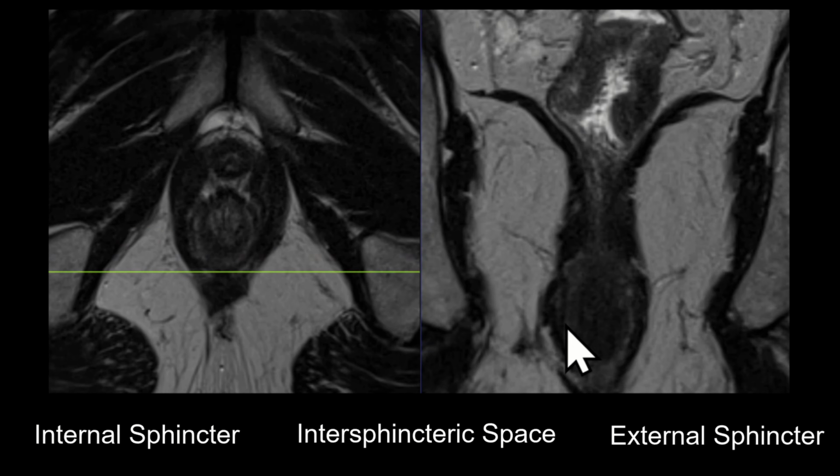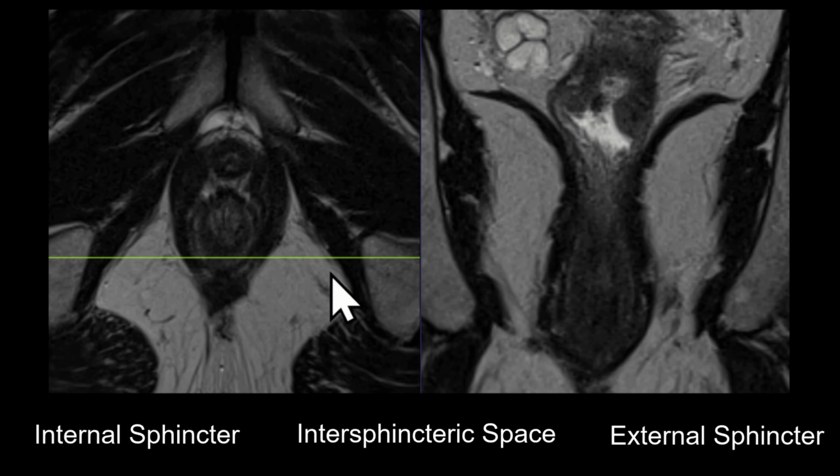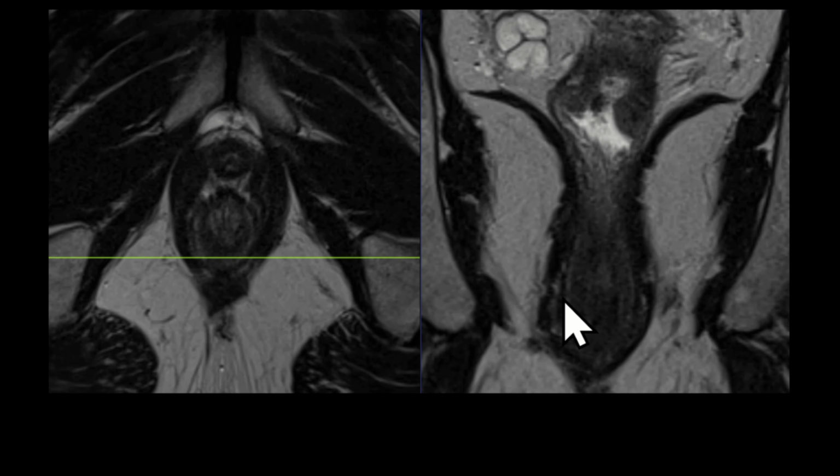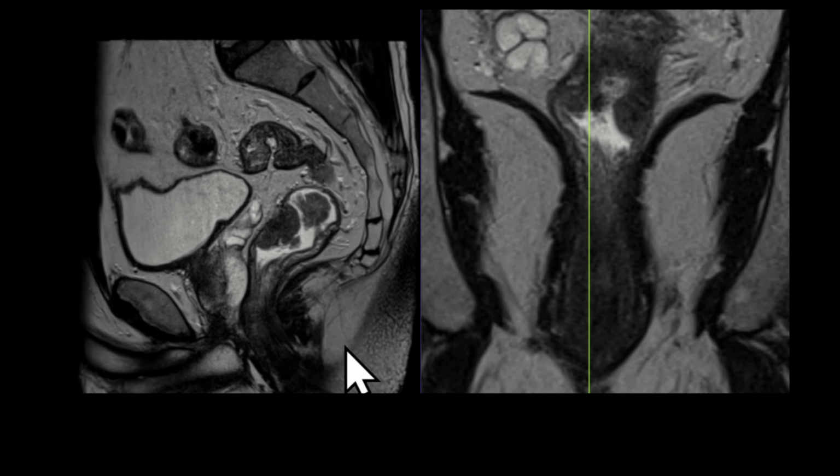And then you have the intersphincteric plane between the two. So we have the internal sphincter here, and we have the external sphincter here. The space between is considered to be the intersphincteric space, often composed of fat. Okay, so that's what everyone teaches you. Let's take it a couple steps further.